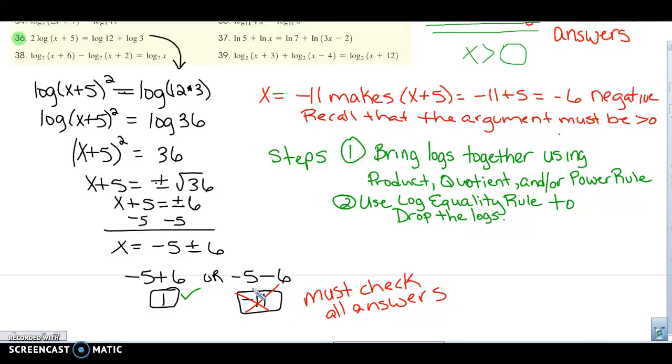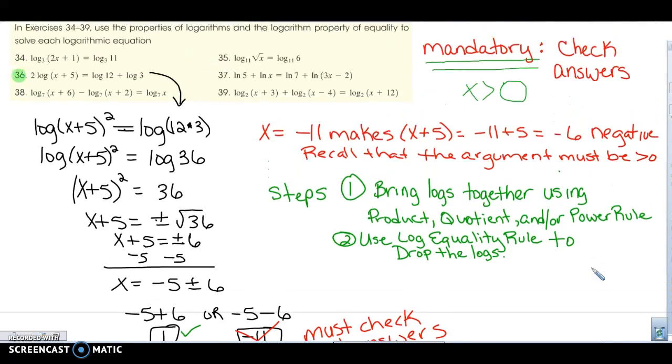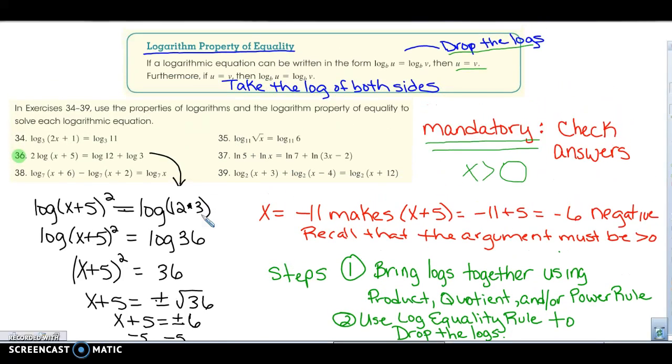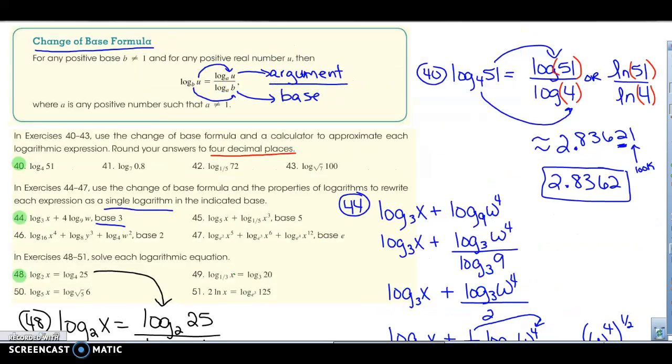But if I let x be negative 11, plus 5 would be negative 6, which makes the argument negative, which is not allowed in this function. And so we have to eliminate that as a choice and only turn in 1 for our answer. So there's an example where we use the three amigos, those properties, as well as the property of equality to solve.